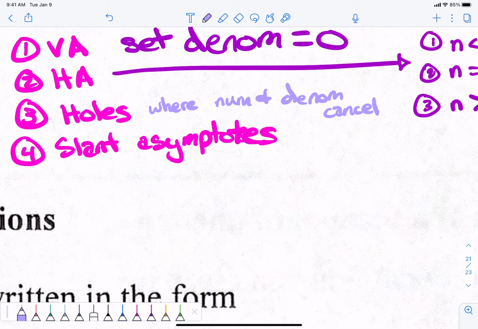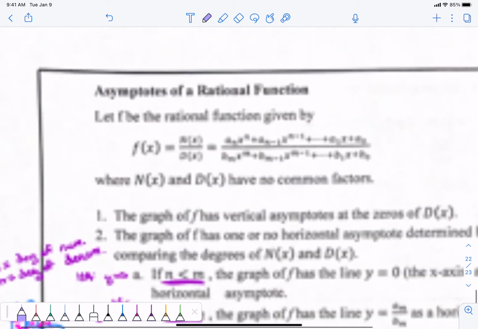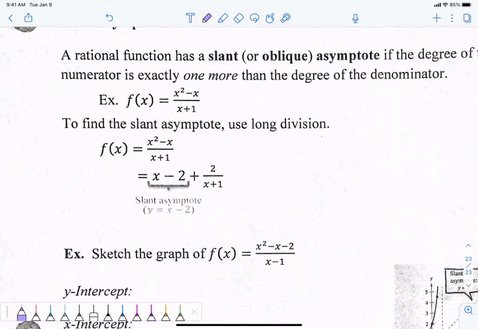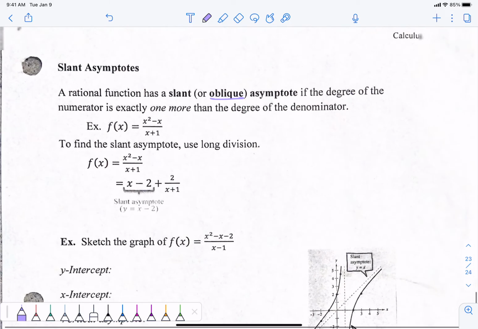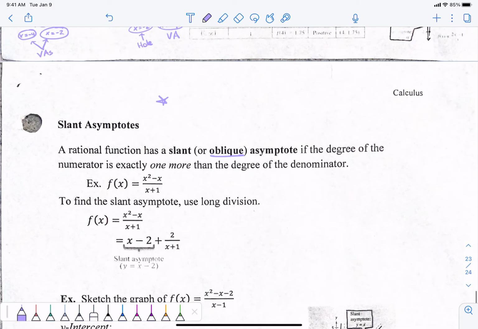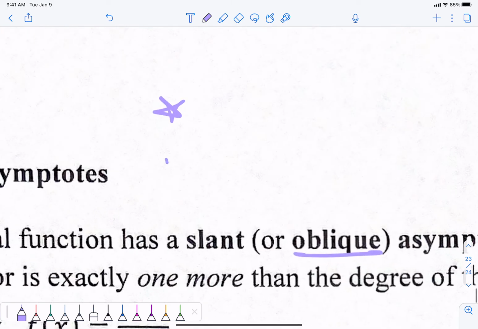Okay, last thing is a slant asymptote. Let's go to the third page. A slant asymptote, they call it an oblique asymptote. That's another name for it. Whatever, I will always call it a slant asymptote. And here, a slant asymptote only exists when 2 things happen. A slant asymptote exists when you have no HA. If you have a HA, you can't have a slant. If you don't have a HA, then you might have a slant, okay?